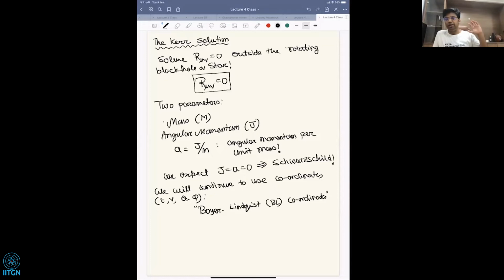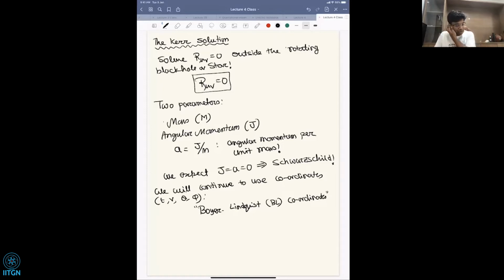And also there are many, so you have to be careful about how to choose coordinates, how to solve this equation, what boundary conditions you will put. And this is after long effort by many people. Ultimately Kerr solved the situation and he gave us one of the most important solutions for astrophysical purposes: given a rotating black hole or star, what is the space-time outside.